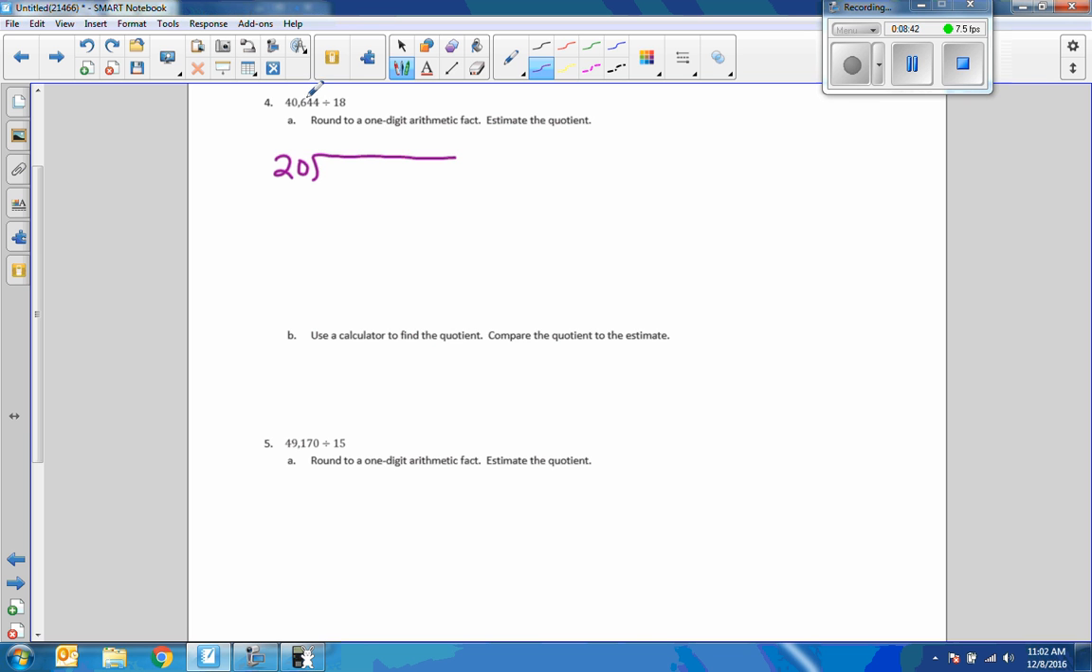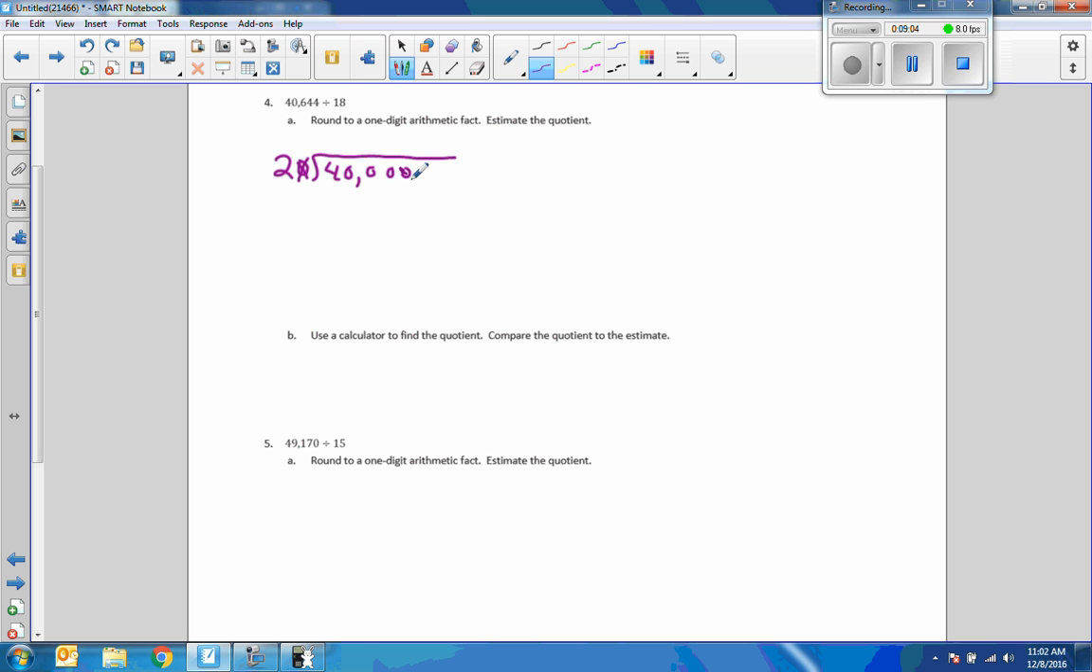40,600. Remember, we're counting. Is 40,600 close to 40,000 or 50,000? We want tens, hundreds, thousands. We don't want 40,000 or 41,000. We're rounding to 10,000 here, and that's close to 40,000. Okay, let's not make that same estimate mistake.